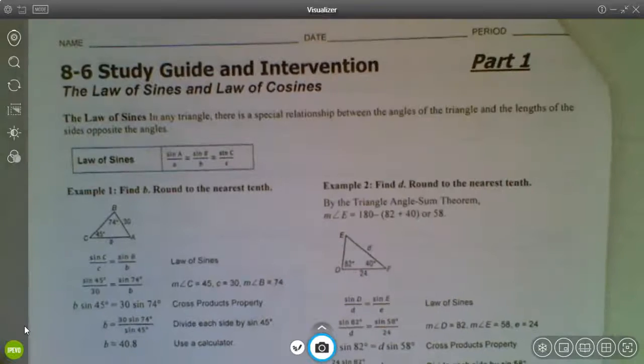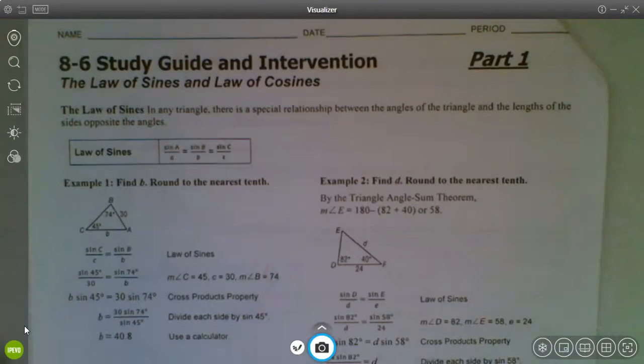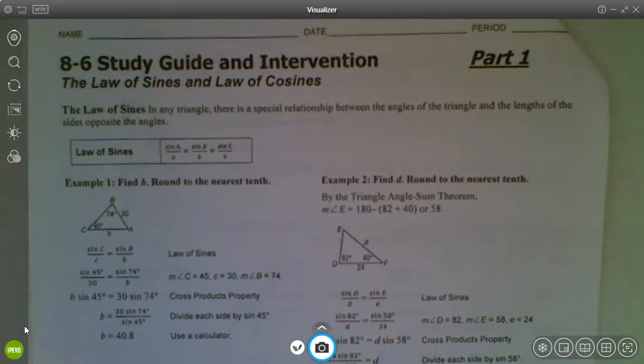So what you're seeing in these last two lessons, Part 1 and Part 2, are how we deal with non-right triangles. Everything that we've done this whole chapter has been centered around right triangles. So what do we do when it's not a right triangle? There's two formulas that we're going to learn. Part 1, you get the law of sines, and in Part 2's lesson, you're going to get the law of cosines. For today, we're going to look at the law of sines.